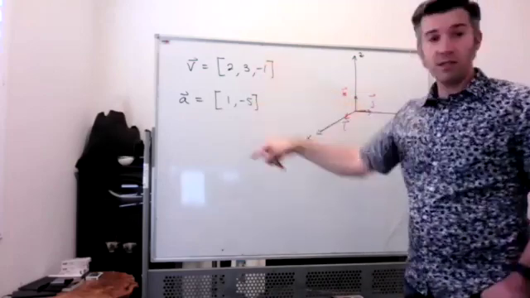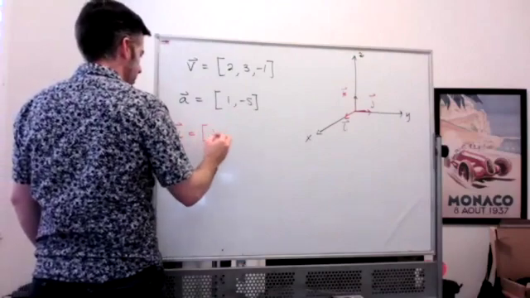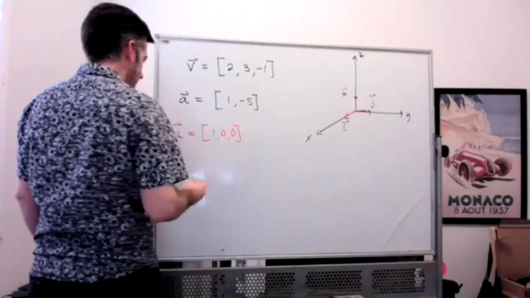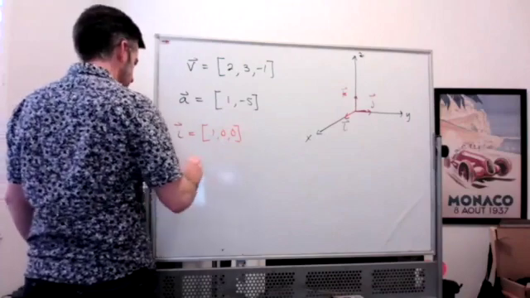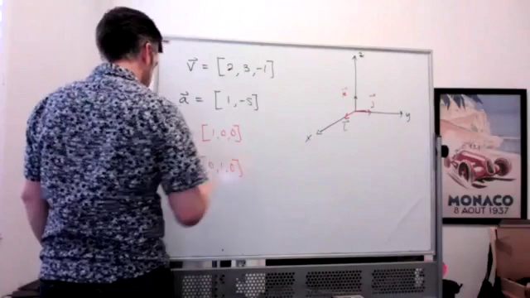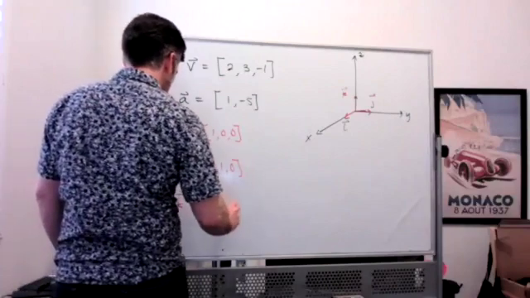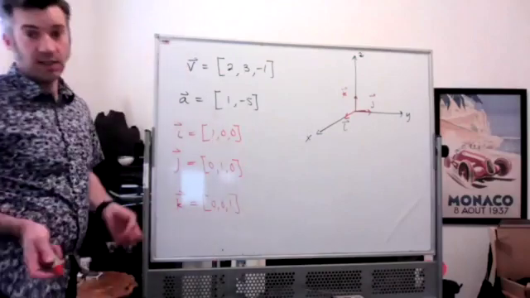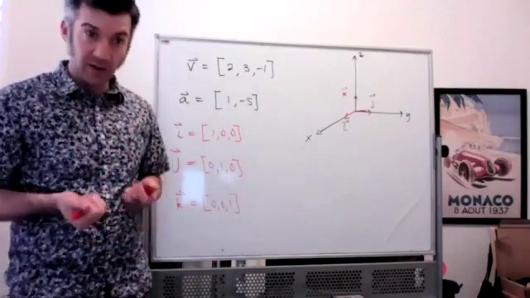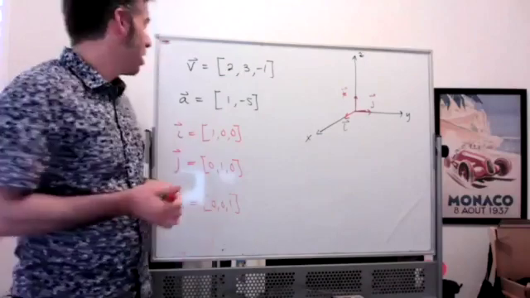And so using this notation, we can say that the vector i is the vector 1, 0, 0. And the vector j is the vector 0, 1, 0. And the vector k is the vector 0, 0, 1. And yes, these are all unit vectors because they all have a magnitude or a length of 1.